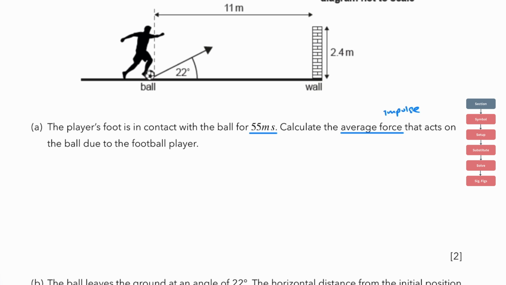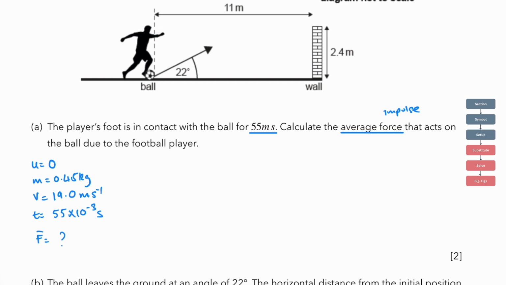We head to the section of our data booklet that deals with impulse. Then we write the symbols down the left-hand side of everything we're given. The initial speed of the ball is 0 because it's a stationary ball. The mass is 0.45 kilograms. The speed after it's been kicked, which is actually our final speed, is 19 meters per second. The time for which it's in contact is 55 milliseconds. It's times 10 to the minus 3 seconds. And we want to know what the average force is.